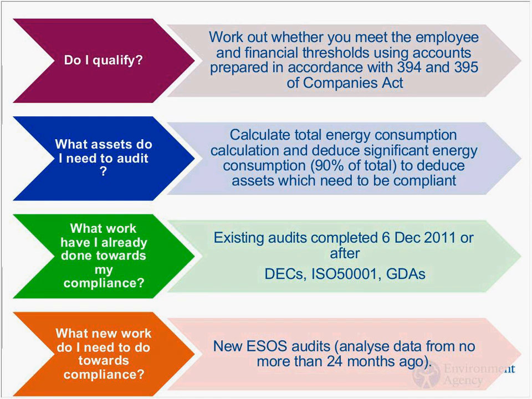So you need to work out what work you've already done which would count towards your compliance. That could be existing audits that you've completed since the 6th of December 2011, or coverage by display energy certificates, ISO 50001 or Green Deal assessment. You'll be left with any energy supplies within that 90% that haven't been covered already, and so you need to undertake some new ESOS audits, analysing data from no more than 24 months ago, so 2 years ago.